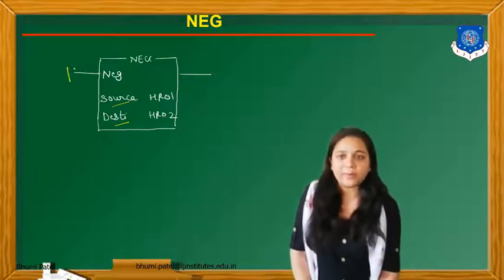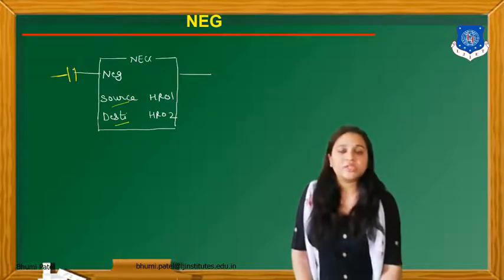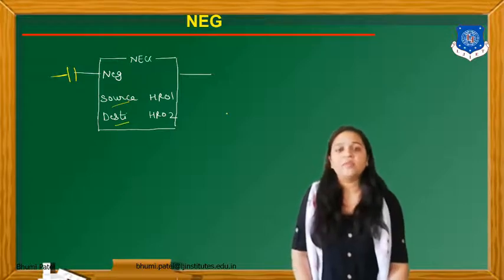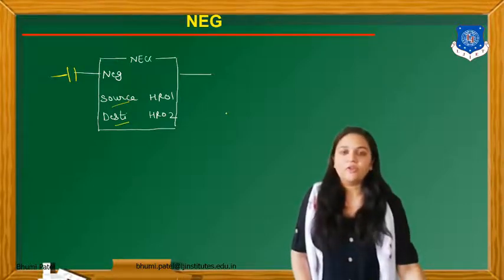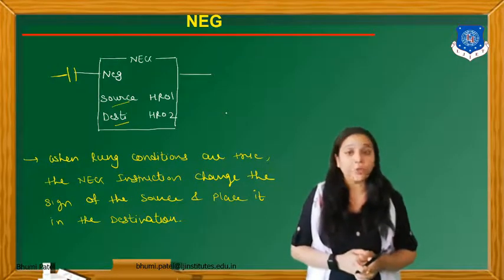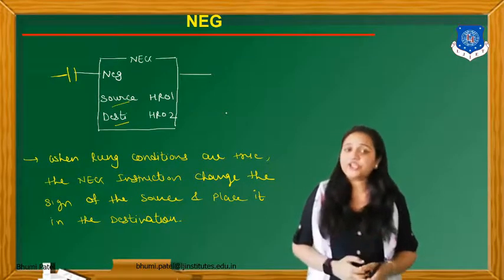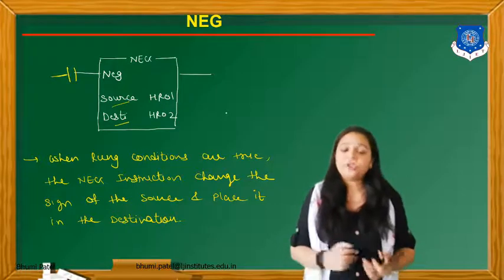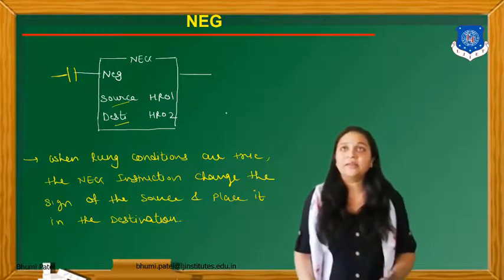Whatever input is applied to this particular system, whatever value is given, we can take the negative value of it in this program. So when the run condition is true, the negative instruction changes the sign of the source and places it in the destination.